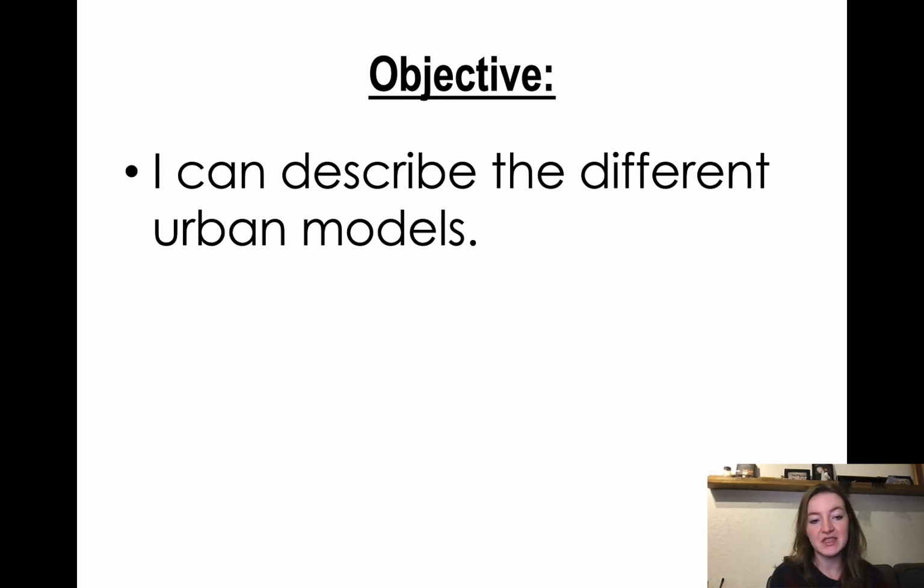Okay, so your objective today is to describe the different urban models. And we're going to look at these in some detail. They're a little bit complex. They've got some really particular parts, and you want to be able to tell the differences between them.